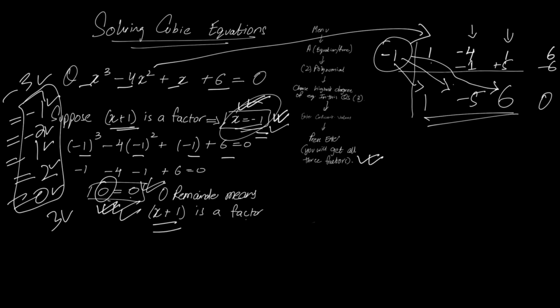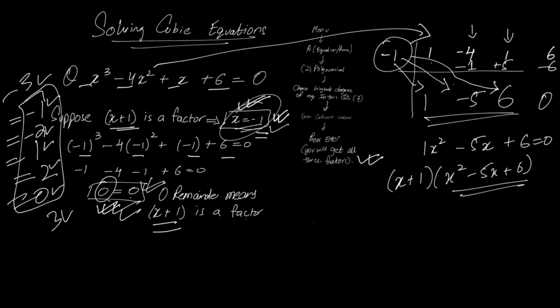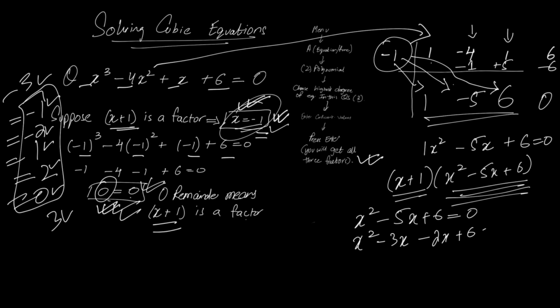So what are these three values? This basically gives you an equation: 1x square minus 5x plus 6 is equal to 0. So what this is doing is giving you this equation. We have basically broken that cubic equation into a root and a quadratic equation. And now we will simply solve this quadratic equation by equating it to 0. We can solve this by splitting the middle term: x square minus 3x minus 2x plus 6 is equal to 0.